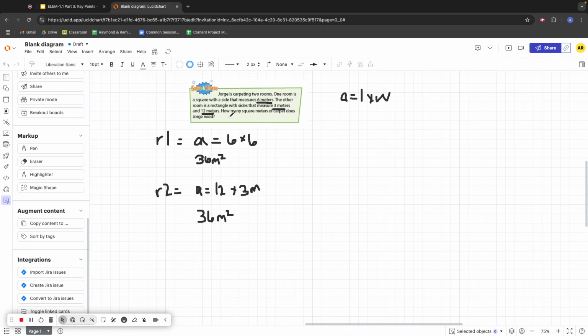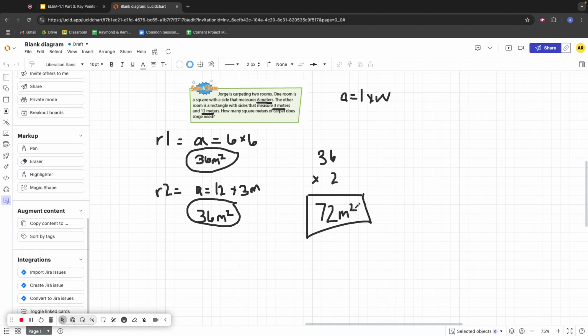And then if we go on to read the rest of the question, it says how many square meters of carpet does Jorge need? So we know that he needs this amount for the first room, and he needs this amount for the second room. So if I combine those two amounts, 36 times 2, 1 for the first room, 1 for the second room, I know I will get a total of 72 meters squared that he will need.